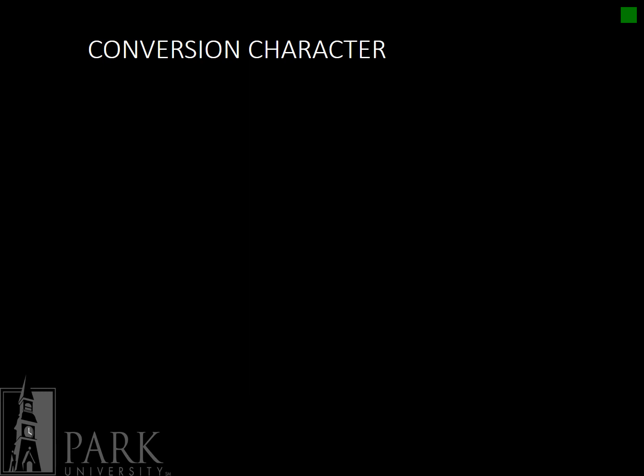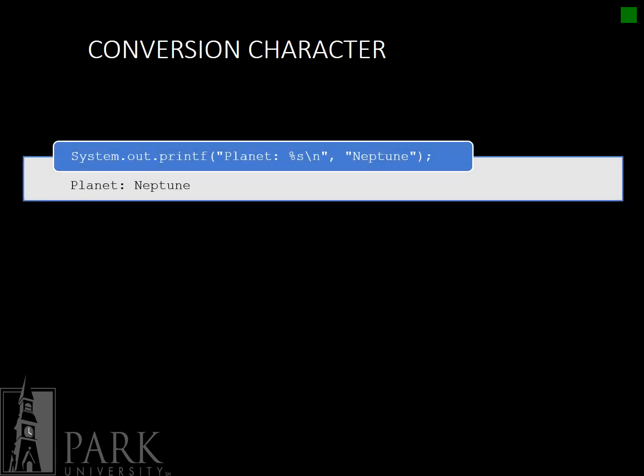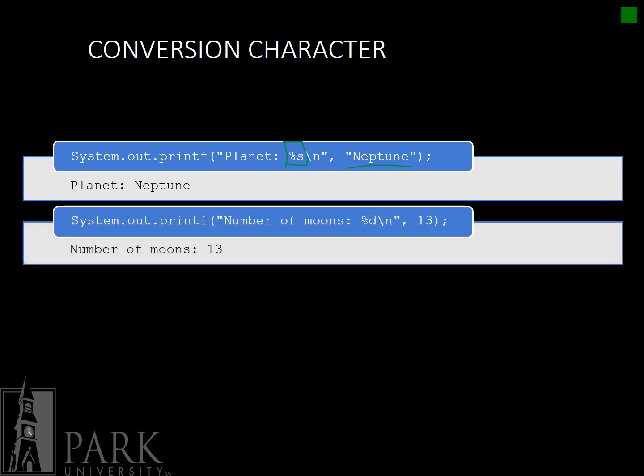All right, so let's look at some examples of that. Here we have simply a string conversion character. So we have S, right? %S. This is our format specifier. Okay, it's just saying, hey, we're going to print a string, and inside of it, it's going to be Neptune, right? Followed by a new line. So look at that, planet Neptune. Easy, right? This line is going to print number of moons, and then it's going to have a decimal integer. And we're going to fill that decimal integer with 13. Okay? Look at that.